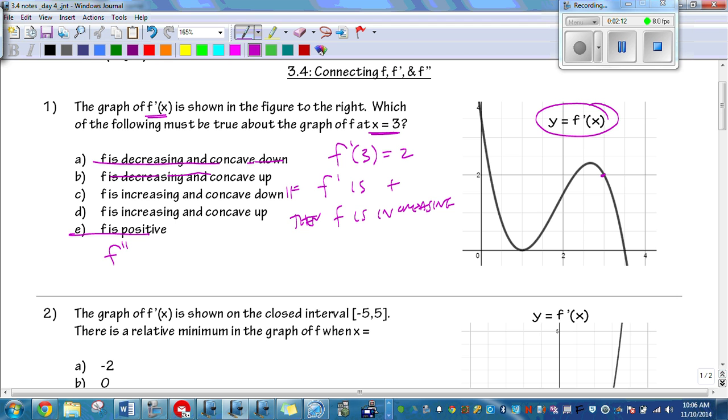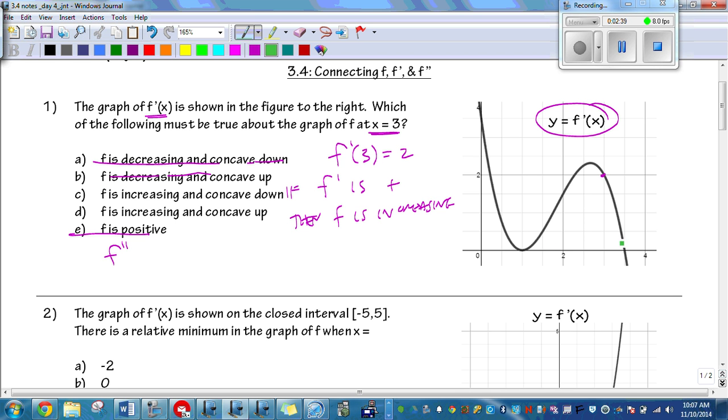So you'll see these problems, there's not a lot of work, there's just a lot of thinking them through. So second derivative, we want to see, is the second derivative positive or negative? So at this point right here, what do you think? How do we figure that out? How do we know if the second derivative is positive or negative? Well, that's the first derivative part, right? Because this is the graph of the first derivative.